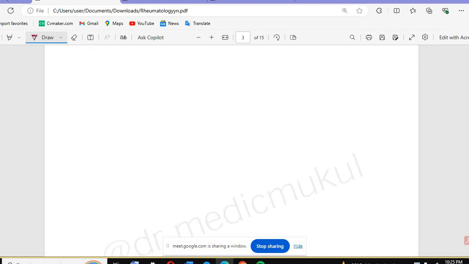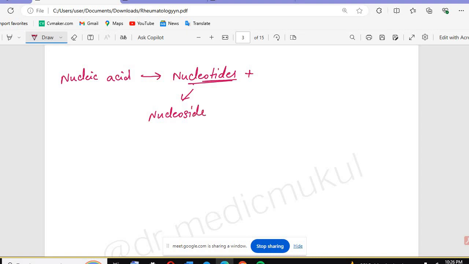some nucleic acid. The nucleic acid is made up of what? That is the nucleotide, plus ribose sugar, plus pentose sugar. So they are the polymer of what? They are the polymer of the nucleotide, and this nucleotide is made up of nucleosides plus there would be the nitrogenous base.